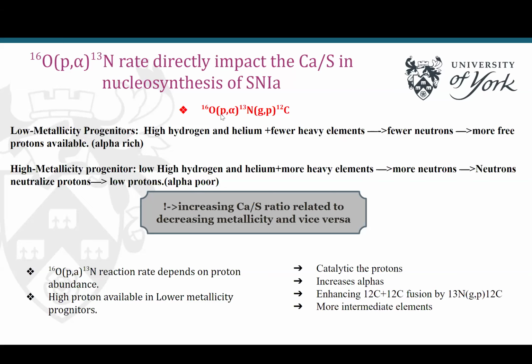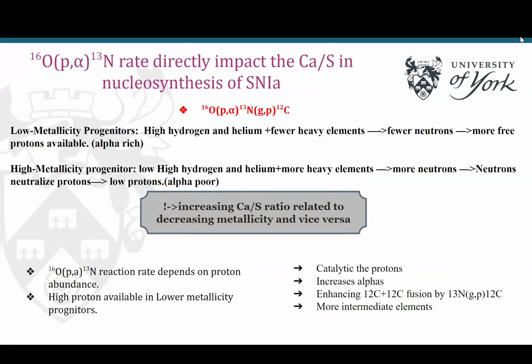But this reaction depends on the proton particles. So it needs high proton abundances, and this is available in the low metallicity progenitors. Because in the low metallicity progenitors, we will have fewer neutrons that will not be enough to neutralize all the protons, and then we will have enough protons to initiate this reaction. While in the high metallicity progenitors, the neutrons will neutralize the protons, and this reaction will not be effective enough.